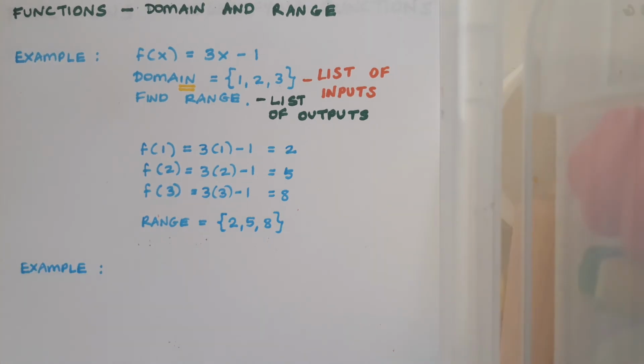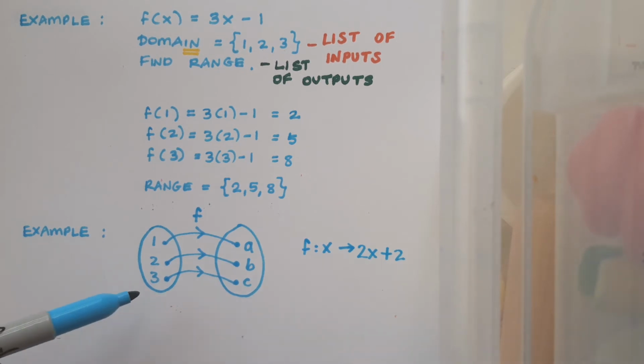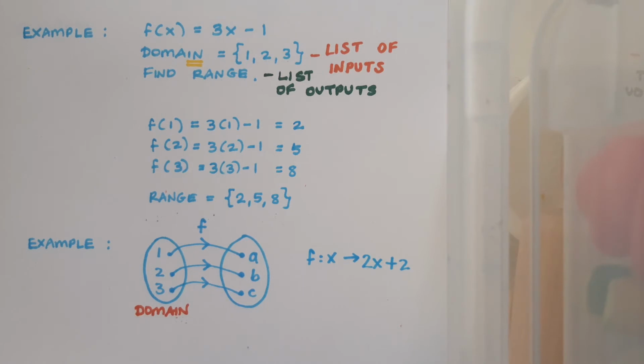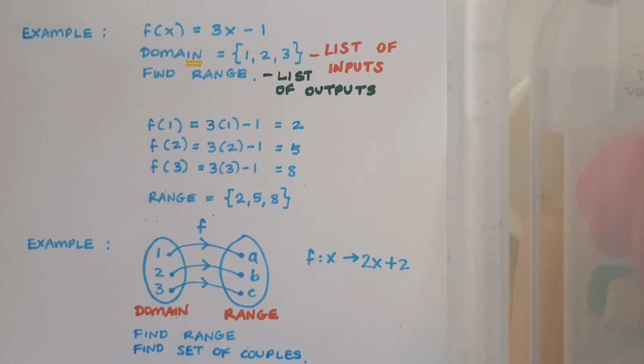Because a range is a set of numbers, I use my curly brackets on either end of the set. Sometimes we might be given our information in the form of a mapping diagram instead. In a mapping diagram, the first set represents the inputs or the domain, and the second set represents the range. In this question, I want to find the range, and I also want to find the set of couples.